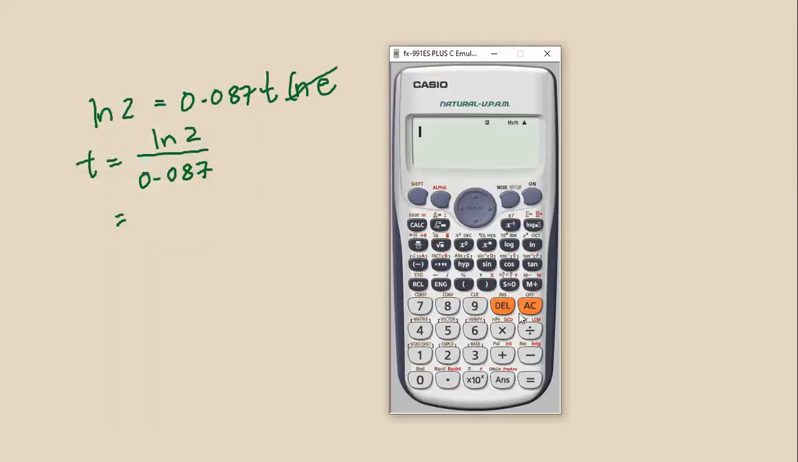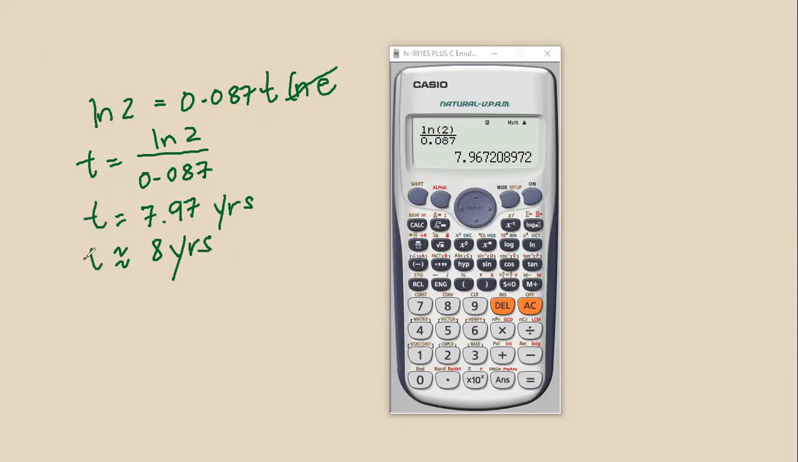Again, using our calculator, we get ln of 2 divided by 0.087, and that is 7.97. 7.97 years or approximate natin as 8 years. Okay, and that is our answer for number 4.